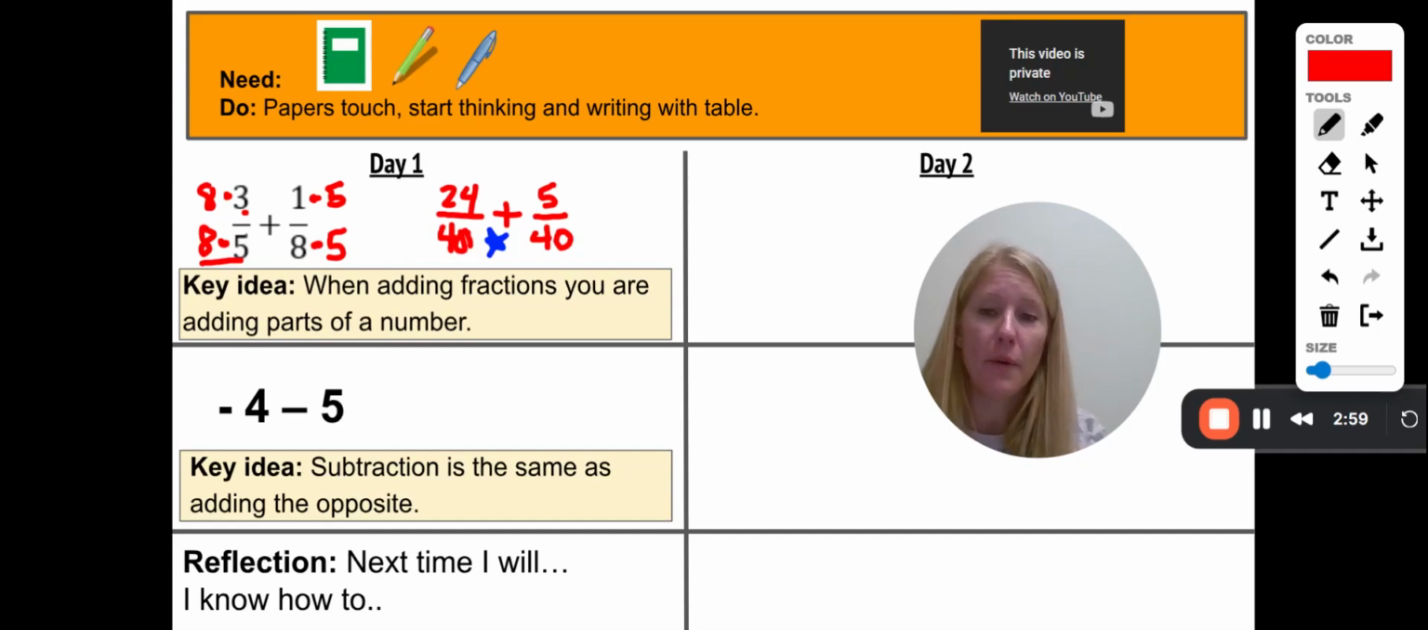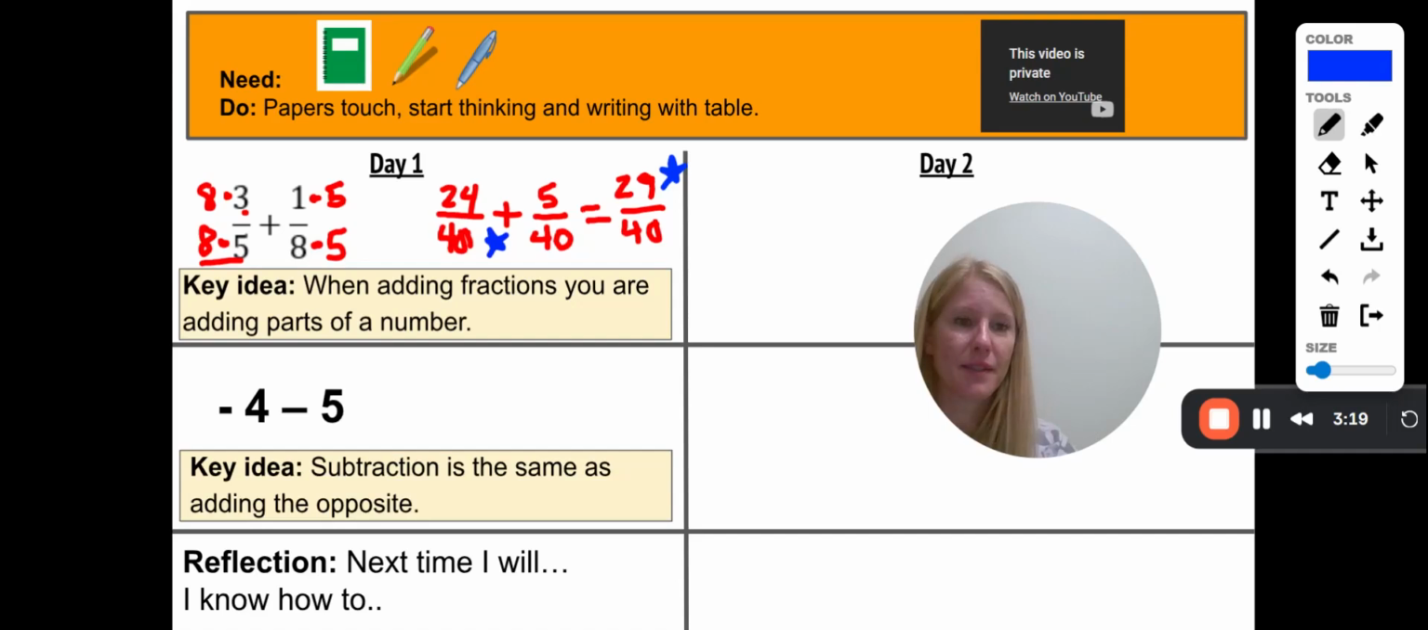Okay, now we are going to add the numerators together. 24 plus 5 is 29. And we keep the denominators at 40. So 24 40ths plus 5 40ths equals 29 40ths. And if you got that correct, you can give yourself a star for that part too.